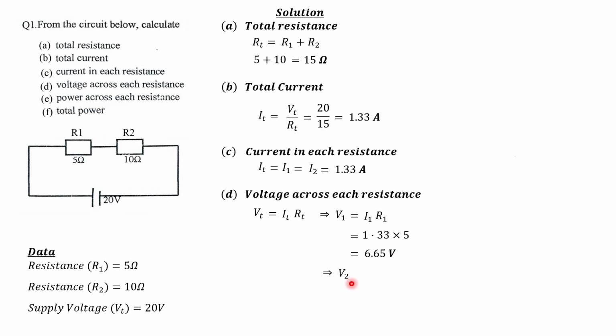All right, so V2, the voltage across resistance R2, is equal to I2 times R2, and this is equal to 1.33 times 10, which gives us 13.3 volts. So the voltage across resistance R1, that is V1, is 6.65 volts, and the voltage across resistance R2, that is V2, is 13.3 volts.